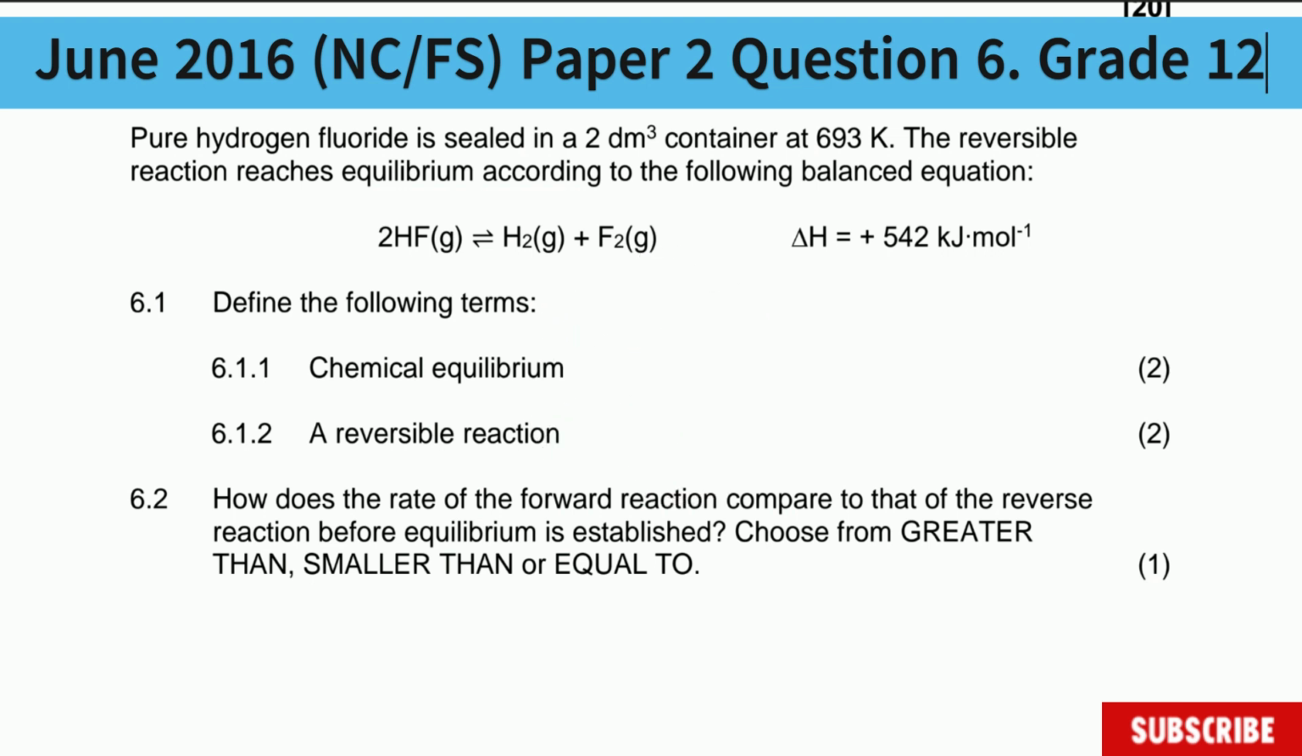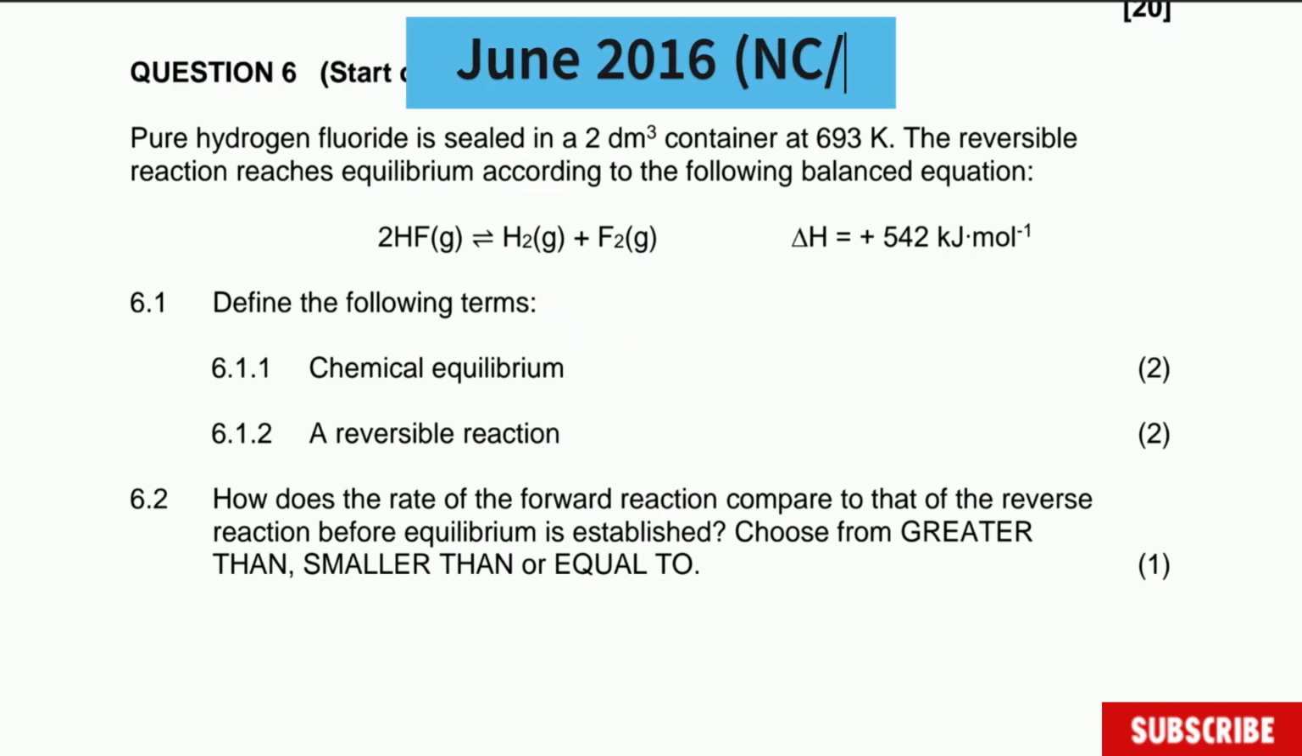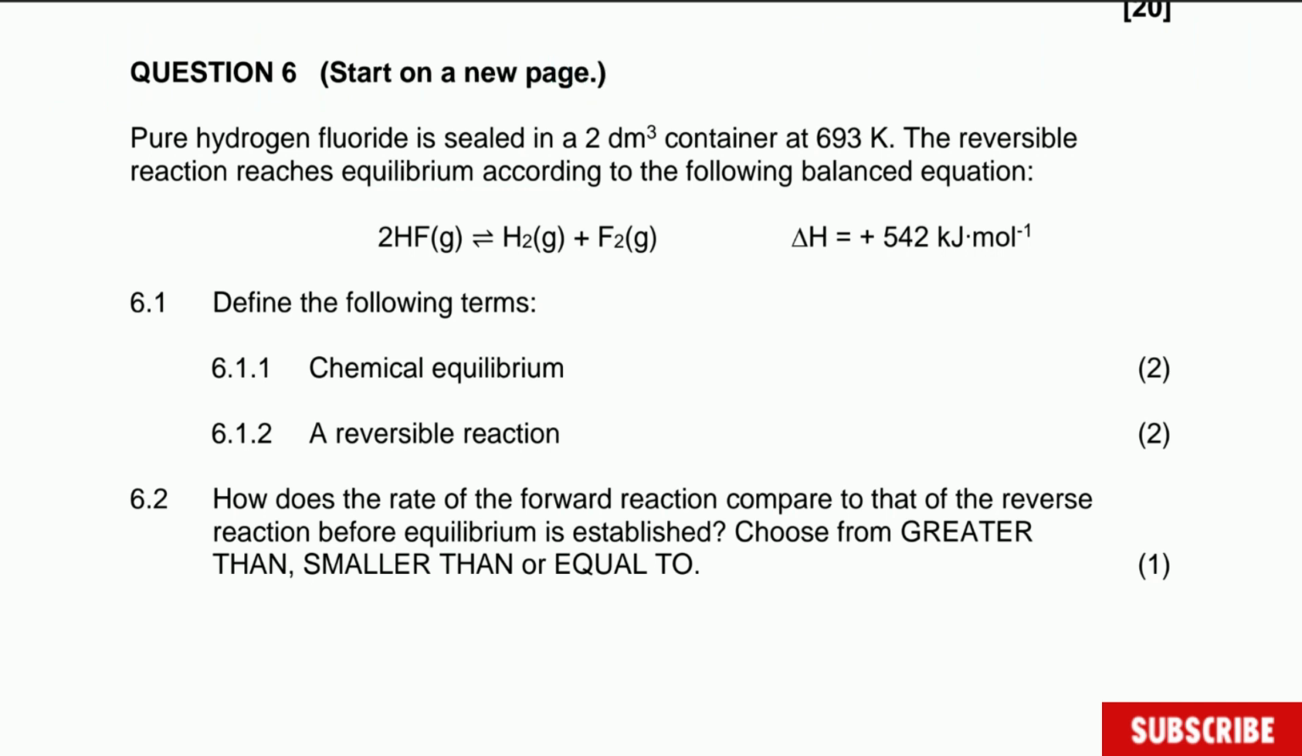This is question 6 from the June 2016 question paper done at the Northern Cape and Free State. So this question said, pure hydrogen fluoride is sealed in a 2 decimeter cubic container at 693 Kelvin. The reversible reaction reaches equilibrium according to the following balanced equation.